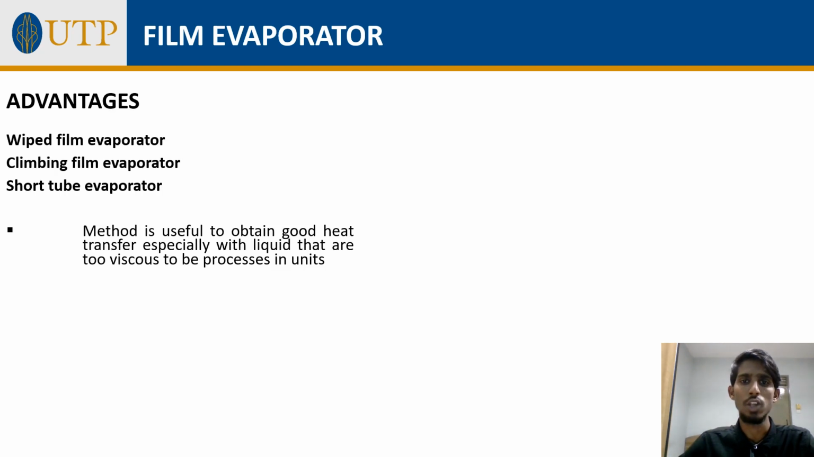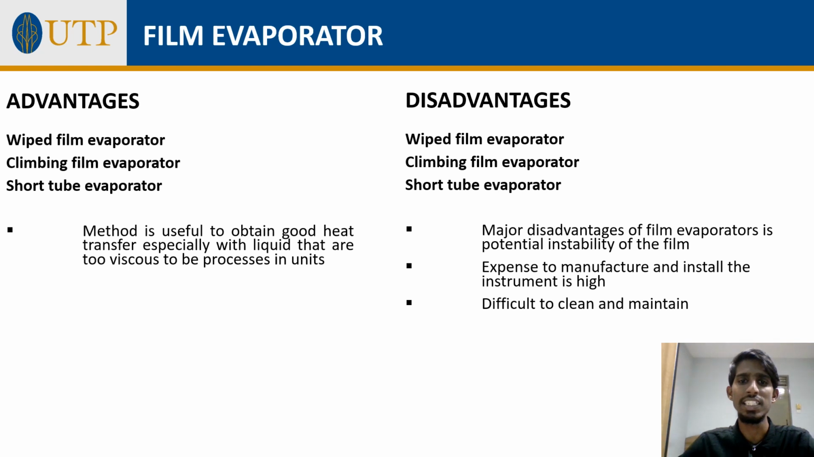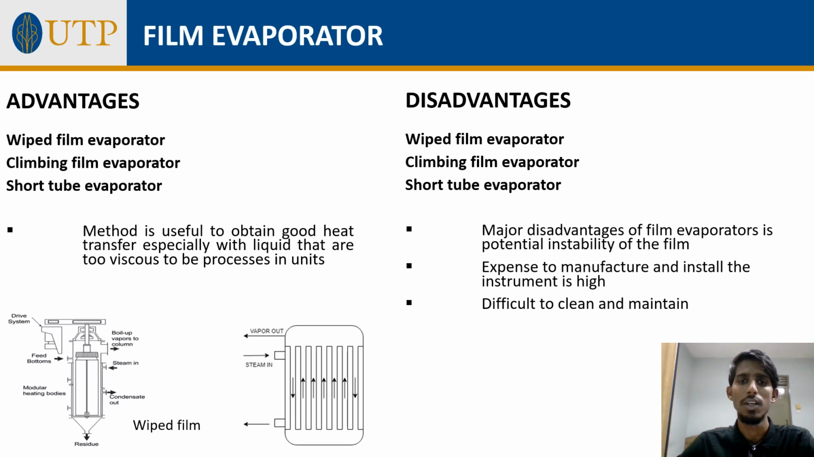The advantage of using wiped film evaporator, climbing film evaporator and falling film evaporator is that the method is useful to obtain good heat transfer, especially with liquids that are too viscous to be processed in other units. The disadvantages are instability of the film, the expense to manufacture and install the instrument is high, and finally it is difficult to clean and maintain. The images below show what a wiped film evaporator, climbing film evaporator and short tube evaporator look like.